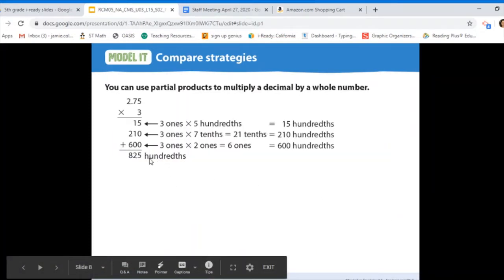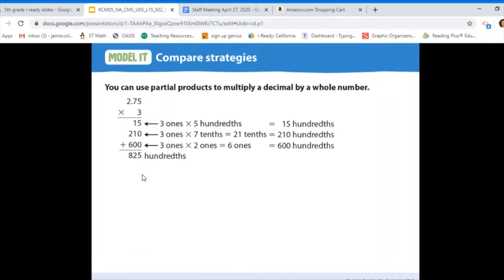Okay, and then here's our standard algorithm way. Well, actually, no, this is our partial products way. So this is actually the same way we did in our area model, where we had 15 cents, $2.10, and $6. When we add that all together, it's similar to our standard algorithm too, because we did 825 as our answer first, and then we put in our decimal at the end. So there's lots of different ways for you to solve this problem.